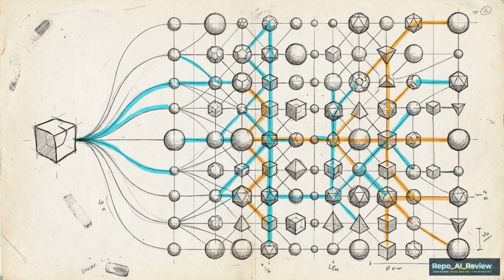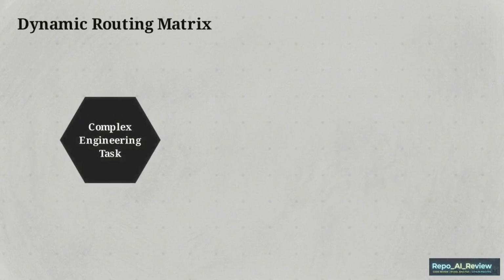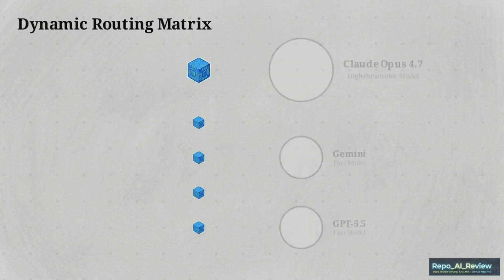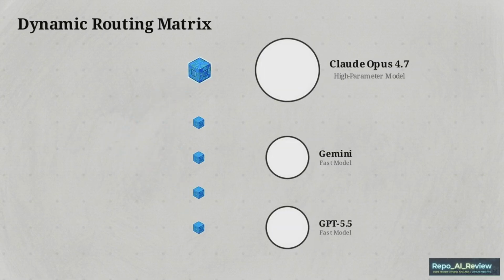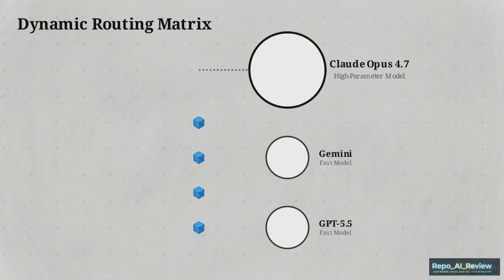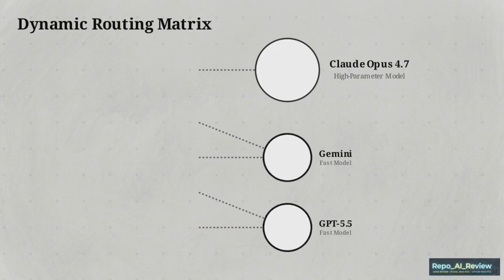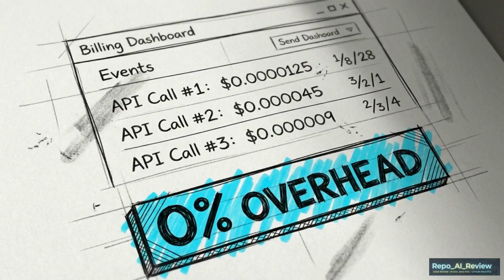Kilo addresses this with a model-agnostic framework, actively routing discrete tasks across a registry of over 500 different models. This dynamic routing matrix demonstrates the process. A complex engineering task splits into modular components, routed to the best-suited model. The resource-intensive plan phase routes to high-parameter models like Claude Opus 4.7. Localized syntax execution delegates to fast models like Gemini or GPT 5.5. Operating this routing matrix remains viable because users pay the exact model provider's API rate with zero markup.